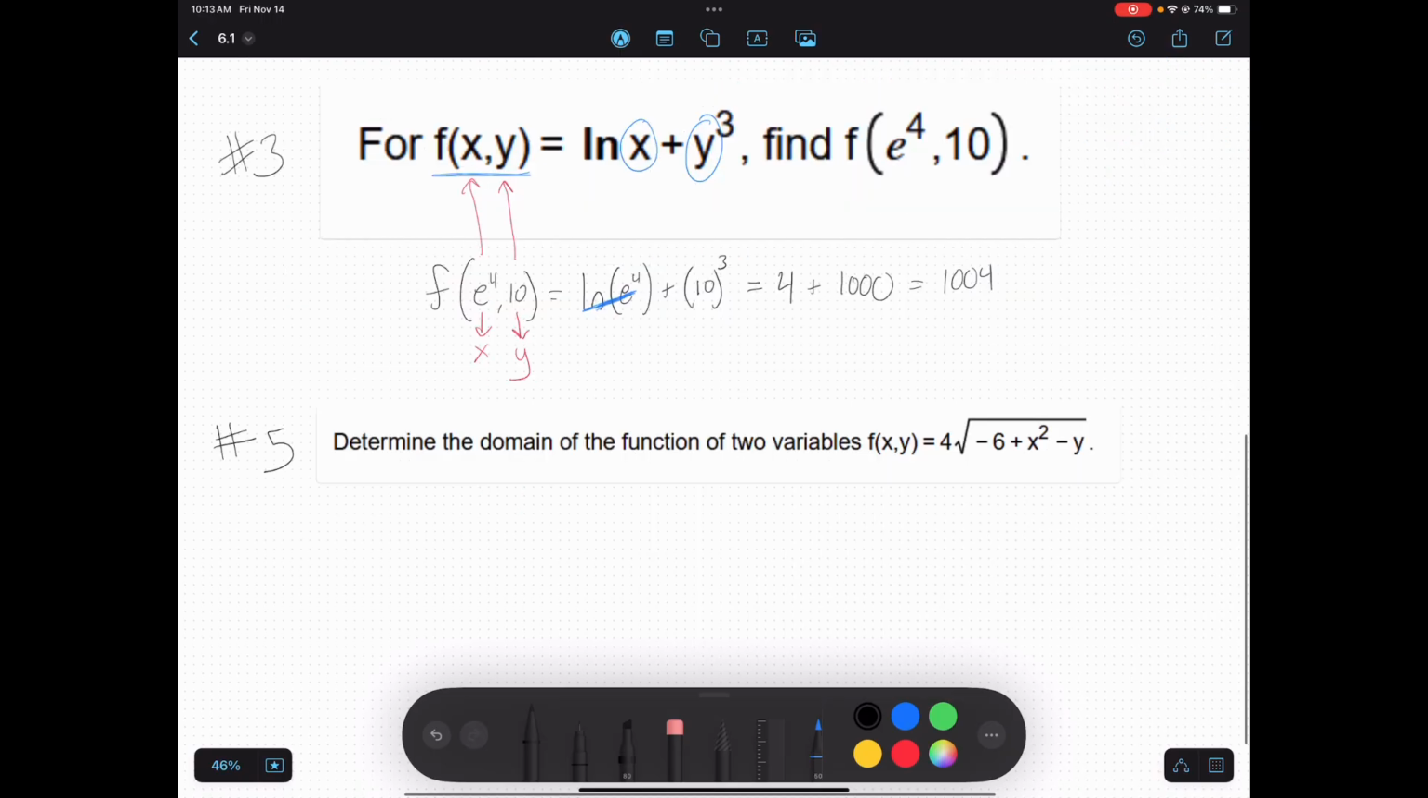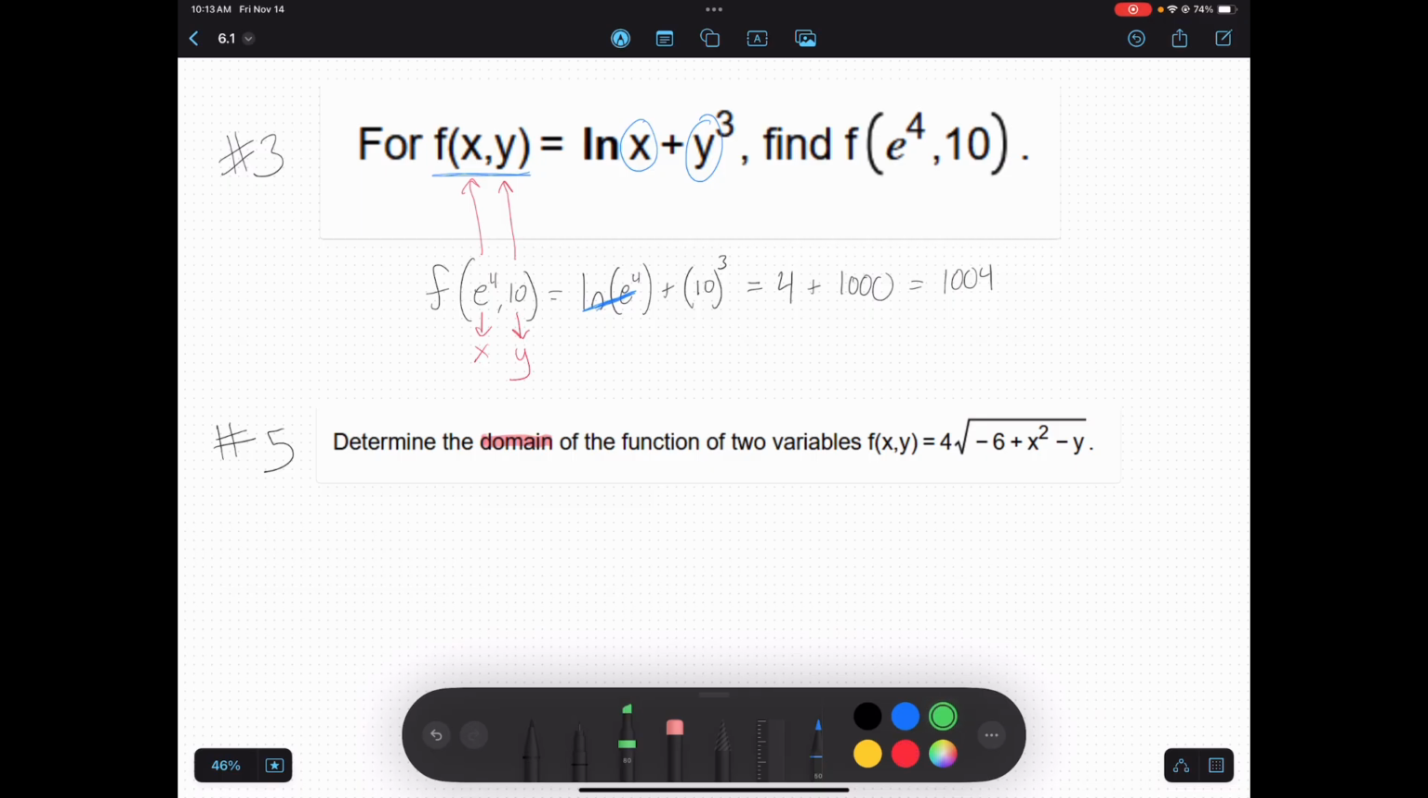Okay, the next one I'll look at is number 5 from your homework. And this is a great example of a domain problem. Determine the domain of the function of two variables. Here we have another one, f of x, y. So that means x and y are completely independent of each other. And I have this fourth root of negative 6 plus x squared minus y.